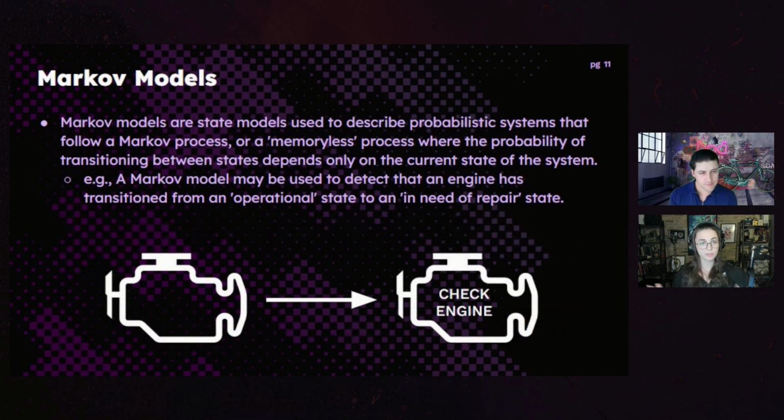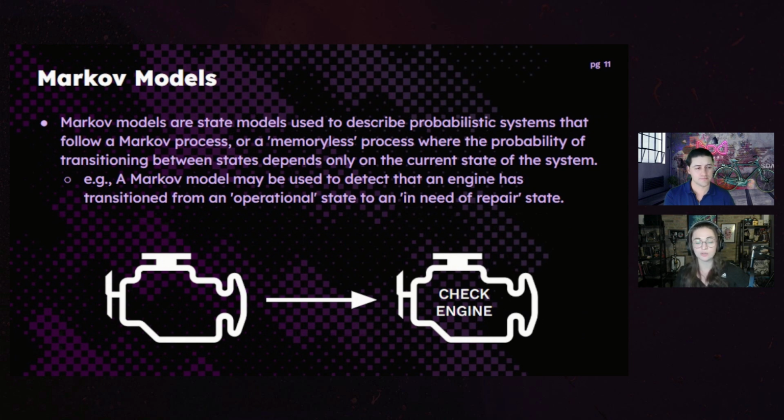Okay, so first we're going to start talking about regular Markov models. These are state models. They're basically used to measure states of a particular system, specifically probabilistic systems that can transition between different states. And we are going to assume that those systems follow a Markov process, which is called a memoryless process. Basically, we're going to assume that the probability of transitioning between these different states in the system really depends only on the current state of the system. So we're not going to assume that the history beyond that, the memory beyond the current state, is going to impact whether or not the system transitions between these different states.